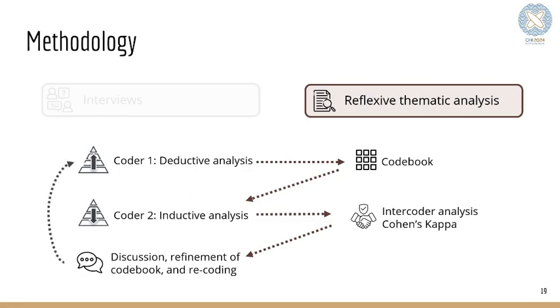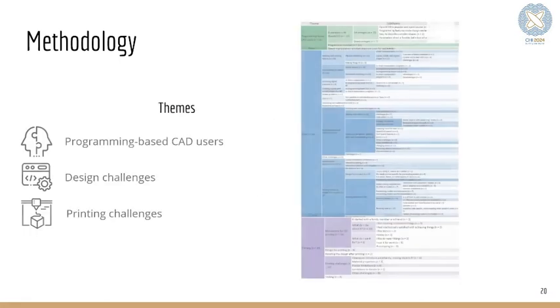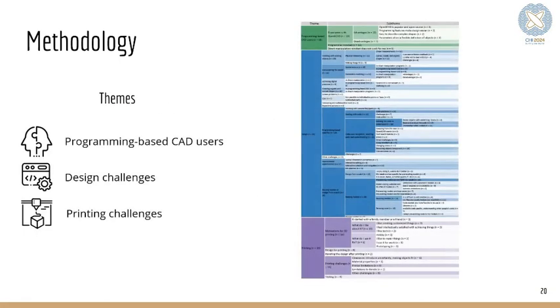We iterated the process 3 times. We started with 10 interviews in the first iteration, 5 in the second, and 5 in the third to complete all 20 interviews. At the end, we obtained a moderate agreement index. We grouped the codes around the core concept to establish themes. We identified 3 themes as a result. The first one is related to the programming-based CAD user's profile. The second one describes identified challenges in the design process. And the third one is related to 3D printing challenges.